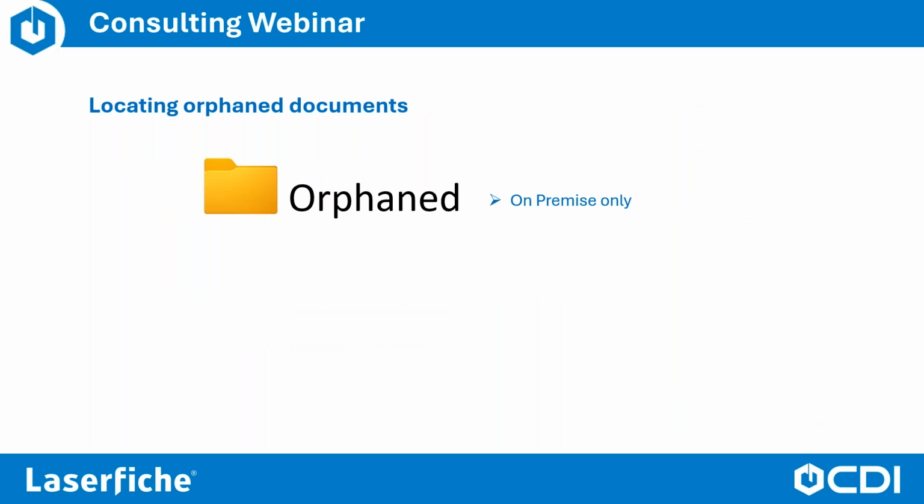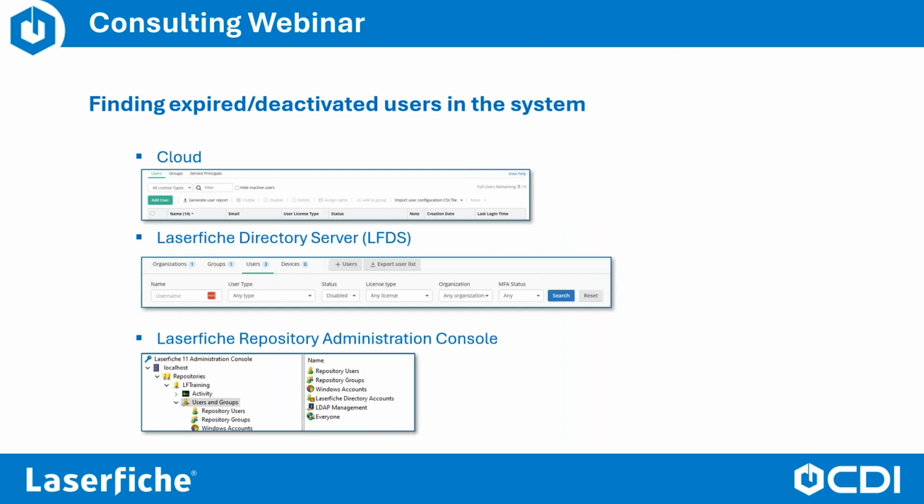In some cases, if you're doing volume imports or repository migrations, you may end up with orphaned documents. And this is something you find only in on-premise situations. In Laserfiche Cloud, there are no multiple volume imports, so typically that's not going to be found there. Typically on an on-premise system, you might find that. And we'll talk about how we can locate our orphaned documents.